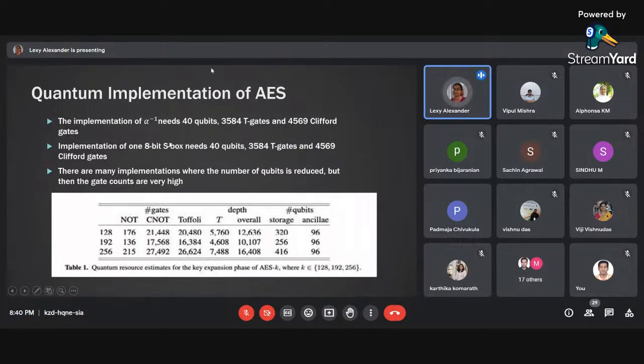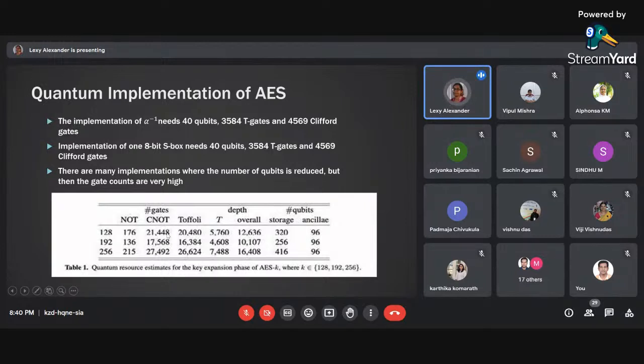In this paper, Grassl et al. considered this implementation, and the other blocks I'm not explaining here because of time constraints. So this is how they had done it, and for the AES key schedule, it has taken almost this many gates.